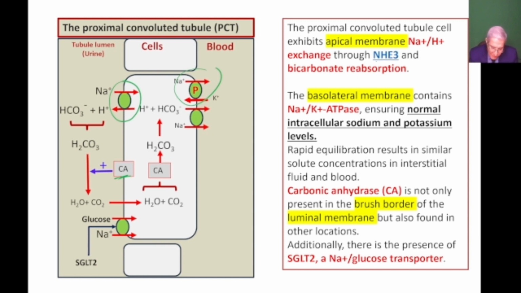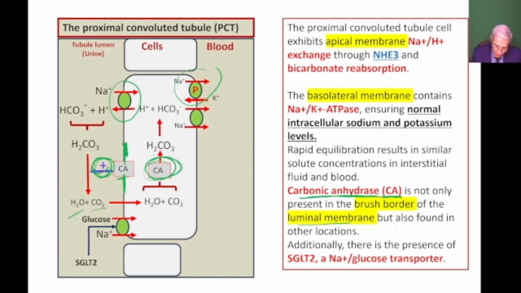Our target will be the enzyme called carbonic anhydrase, CA. Carbonic anhydrase is an enzyme available in the proximal convoluted tubules, responsible for the catabolism of carbonic acid to CO2 and water, cleaving the bicarbonate. This enzyme is available in two places: in the brush border, and inside the cells. So there are two places for carbonic anhydrase.